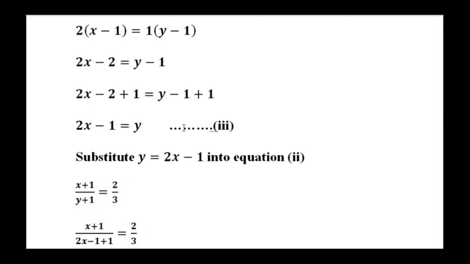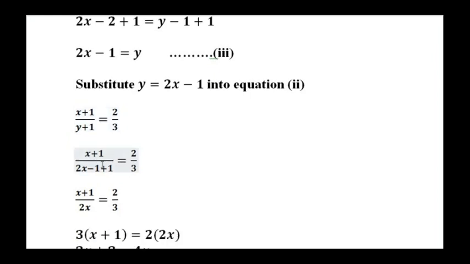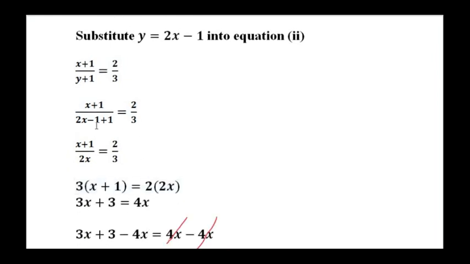Since we are solving the system of linear equations by substitution method, I'll substitute y = 2x - 1 into equation 2. Equation 2, (x + 1)/(y + 1) = 2/3, becomes (x + 1)/(2x - 1 + 1) = 2/3, where 2x - 1 is the value of y. Negative 1 plus 1 equals 0. We get (x + 1)/2x = 2/3.